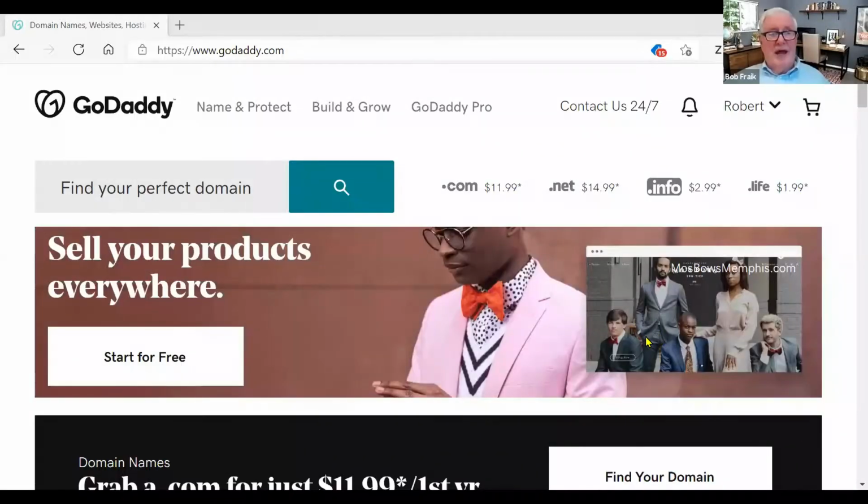So let's take a look at going online, and I'm going to share a website, and this is GoDaddy.com. And the reason that I'm going here first is if you're going to do anything online, you have to have a domain. This is the address for the website that you're producing.